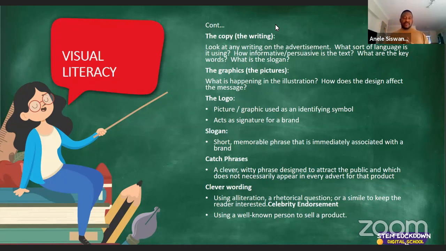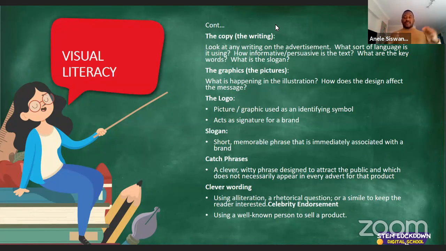Another part that is part of the visual literacy is the graphics. That is pictures that you look at. So what is happening in the illustration itself and how does the design affect the message? The logo, that is the picture or graphic used as an identifying symbol, acts as a signature for a brand. Think at the back of your mind of an image or something that you can think around as an advert or as something that you can think about in applying those things.